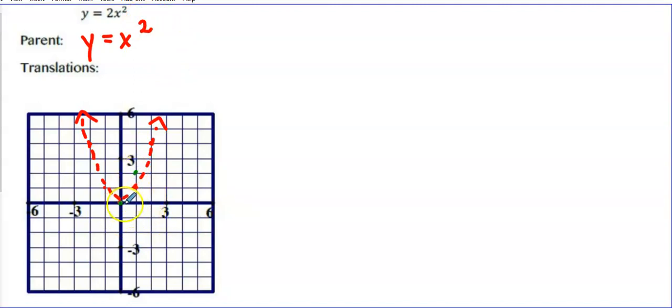Okay, so what if x is 2? 2 squared is 4, and then times 2 is going to be 8. So that's going to be way up. Let's see if that's 6. 8's about right there. Okay, and then I just need to mirror these. So right here, and then 2 about right there. So what happened to it?